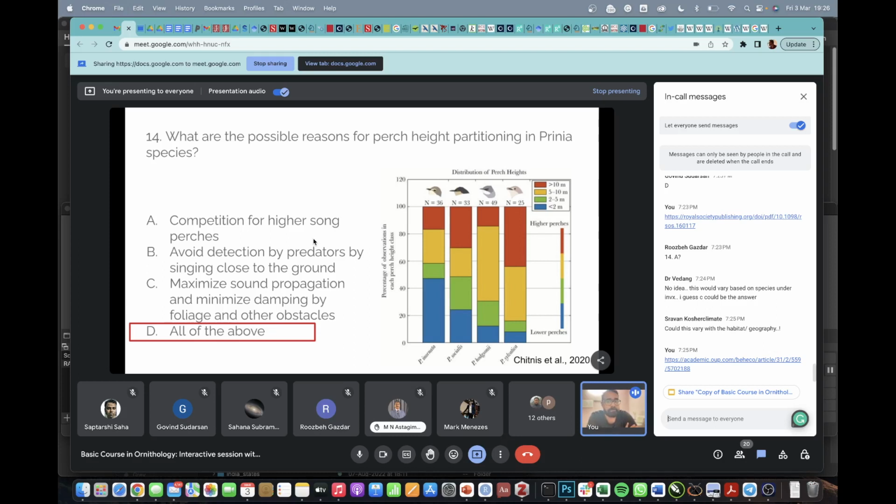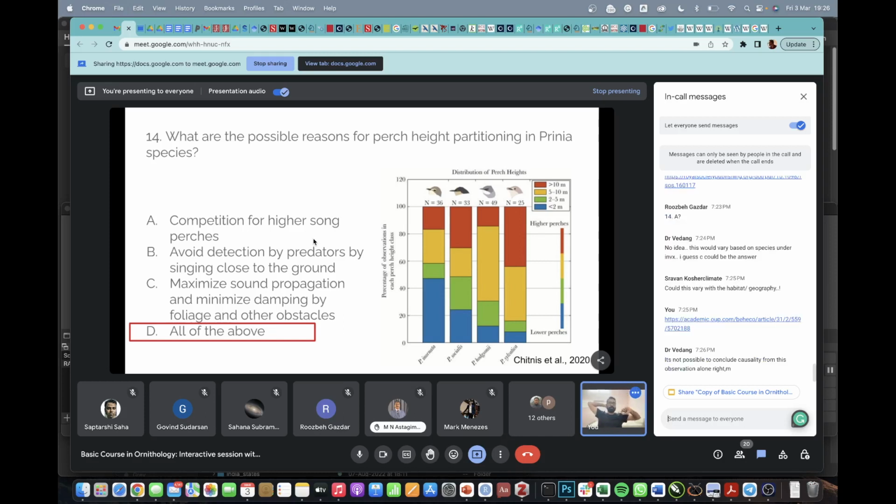Then maximize sound propagation by minimizing. Yes, that could be another, because some of these birds have different bandwidth, like two species have intermediate bandwidth, and one species has a higher bandwidth, and the second species has a lower bandwidth. And can we conclude causality from this observation alone? No, it cannot. There is a lot of experimentation required, and that's what they will be doing afterwards. So that's what they're saying. So these are the possible speculations that they have come up with. None of them could be the sole answer, but yeah.